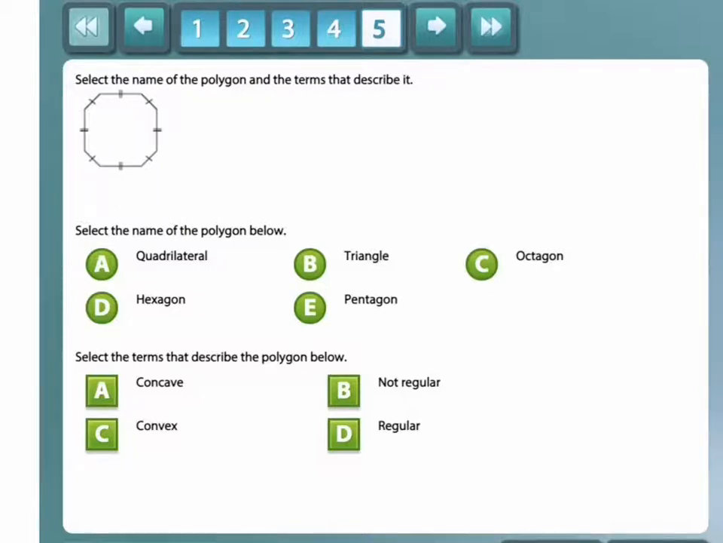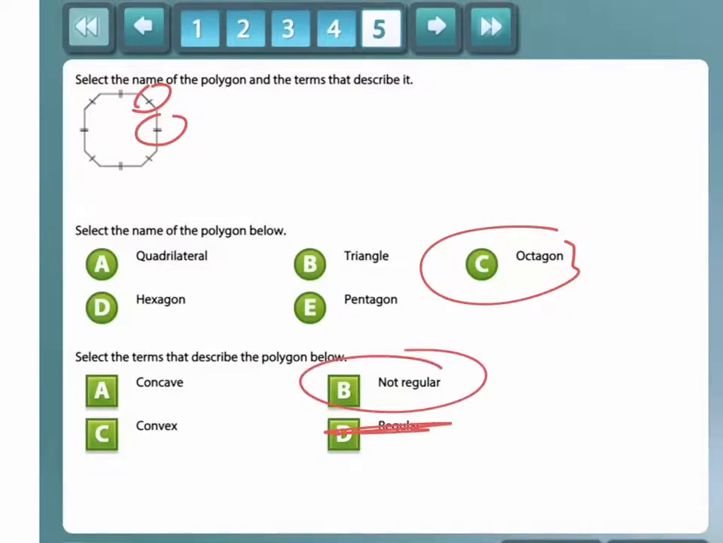So as an octagon, let's quickly look at it. Are all sides congruent? No. You see a single hash mark here and a double hash mark here. So that would make not all sides congruent. So therefore, it's not regular. So it's a non-regular octagon.